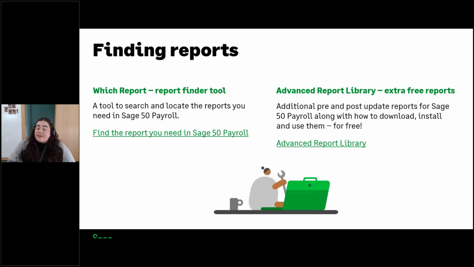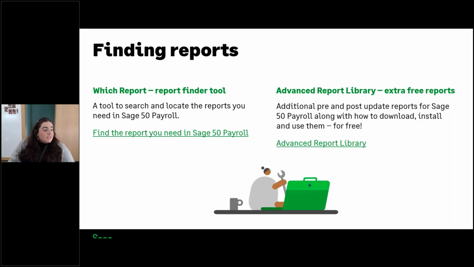There's also going to be the Advanced Report Library. So this is going to be loads more free reports available for payroll, completely free. You've got pre-update and post-update options in there. There are lists of the pre-update and post-update reports available, how to download them to your program, and how to use them as well. So just follow that link if you are curious. But that was report favourites, some recommended reports, and a few further resources as well.